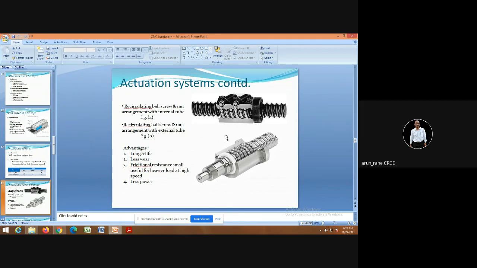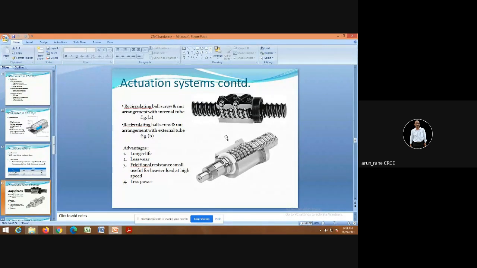The clearance between the screw and the nut is set in the factory, and that is what is called the preloading. So we say preloaded recirculating ball screw and nut. Preloaded means the load is applied on the screw and nut, and the desired clearance is set so that you get a good movement between screw and nut, and that is what is called the preloading.